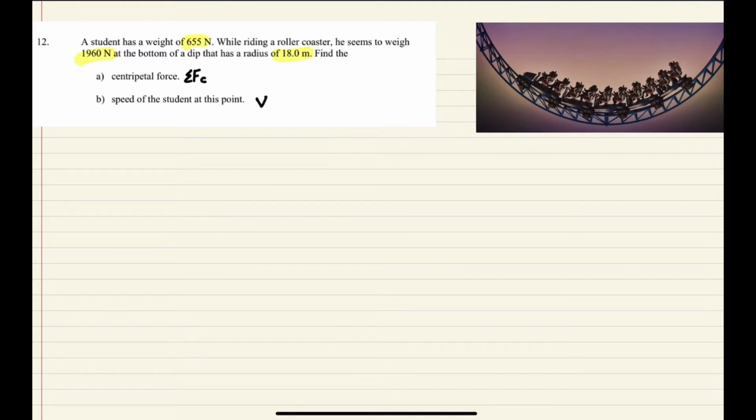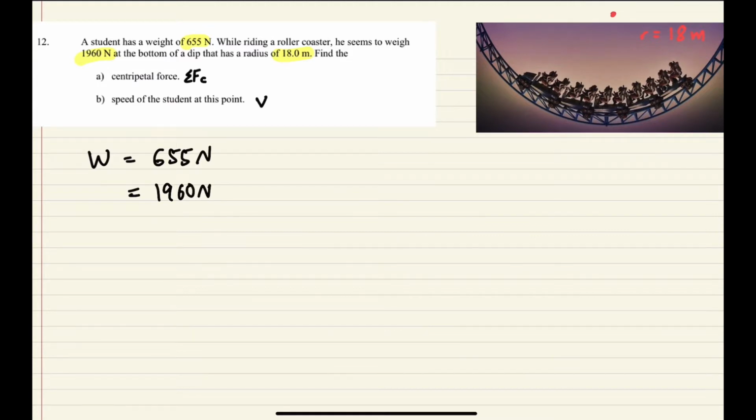Okay. R is equal to 18 meter. That would be right from that center to there. It's 18. So R equals 18 meter. And has a weight of 655. That will be your weight, W, 655 Newton. And 1960 Newton, that one is apparent weight.